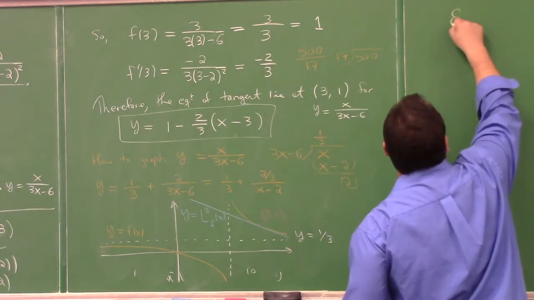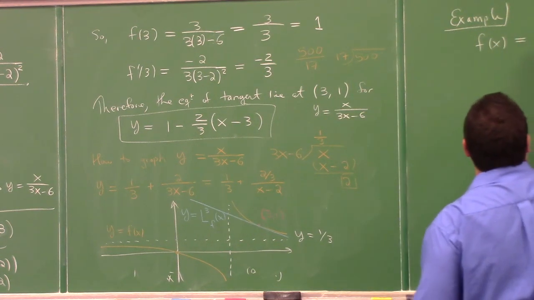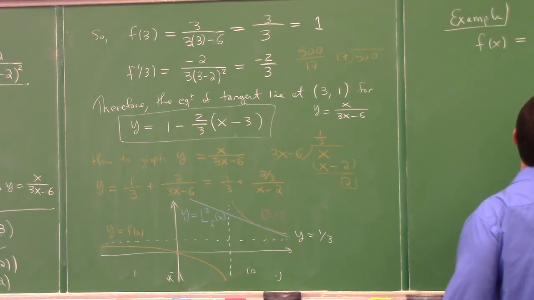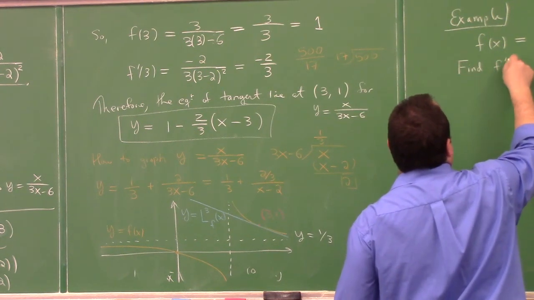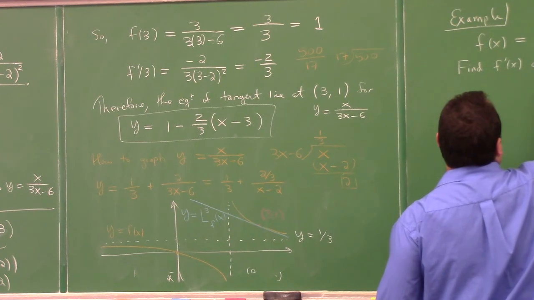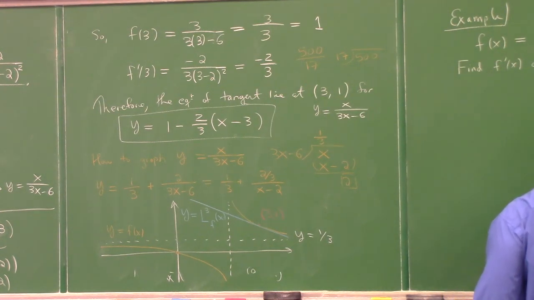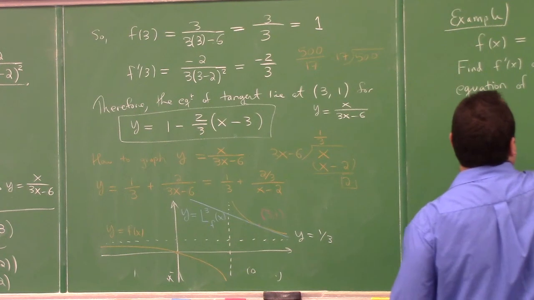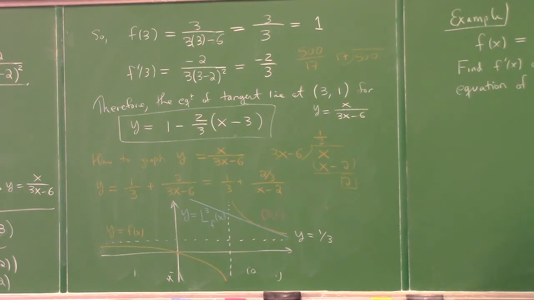Let's look at another example. Suppose we had f of x equal to x cubed plus the cosine of x, minus 8. So I want you to find f prime of x and f double prime of x, then give the equation of the tangent line at x equals, let's say, pi over 2.